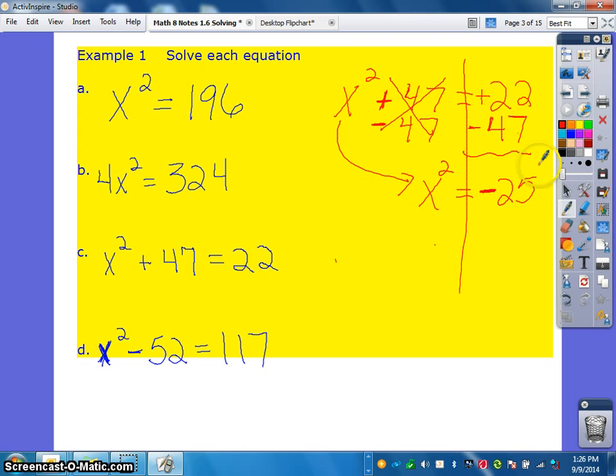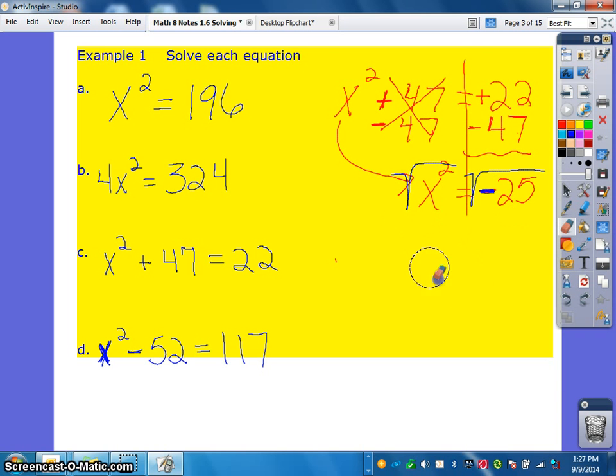Now I need to find the square roots of these. The square root of x squared and the square root of the negative 25. What's the square root of x squared? x equals, what's the square root of a negative 25? All right, not possible. Can't do that because of that negative. So we could try all we wanted and we'll never ever get an answer that would work in that equation. That one is not possible.